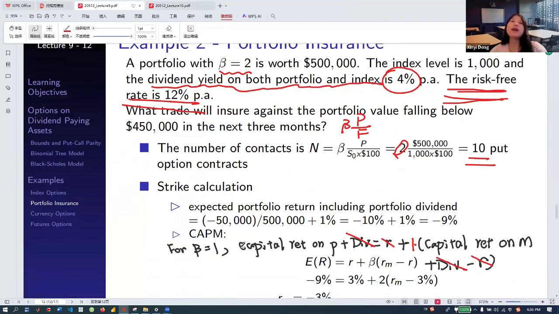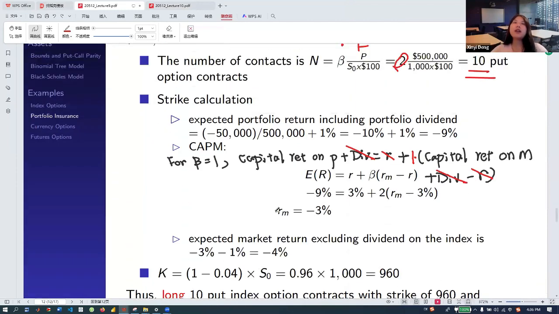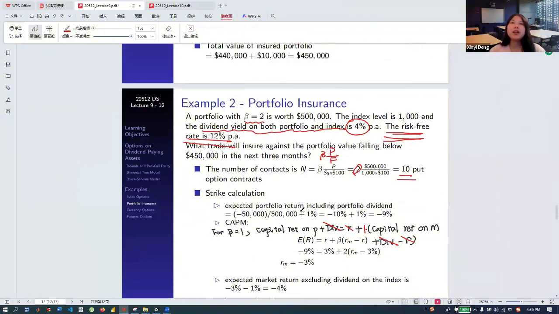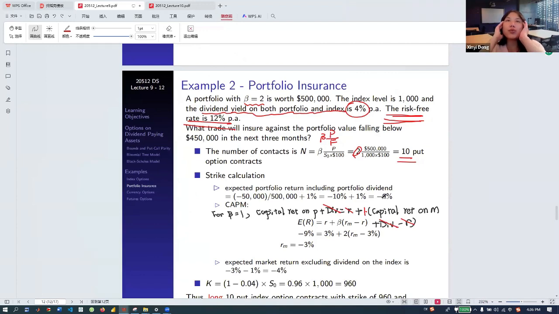Now onto the strike calculation. For the strike calculation, it's trickier than the beta equal to 1 scenario. Here we basically need to get the portfolio return and then derive the index return based on the portfolio return utilizing the CAPM model.